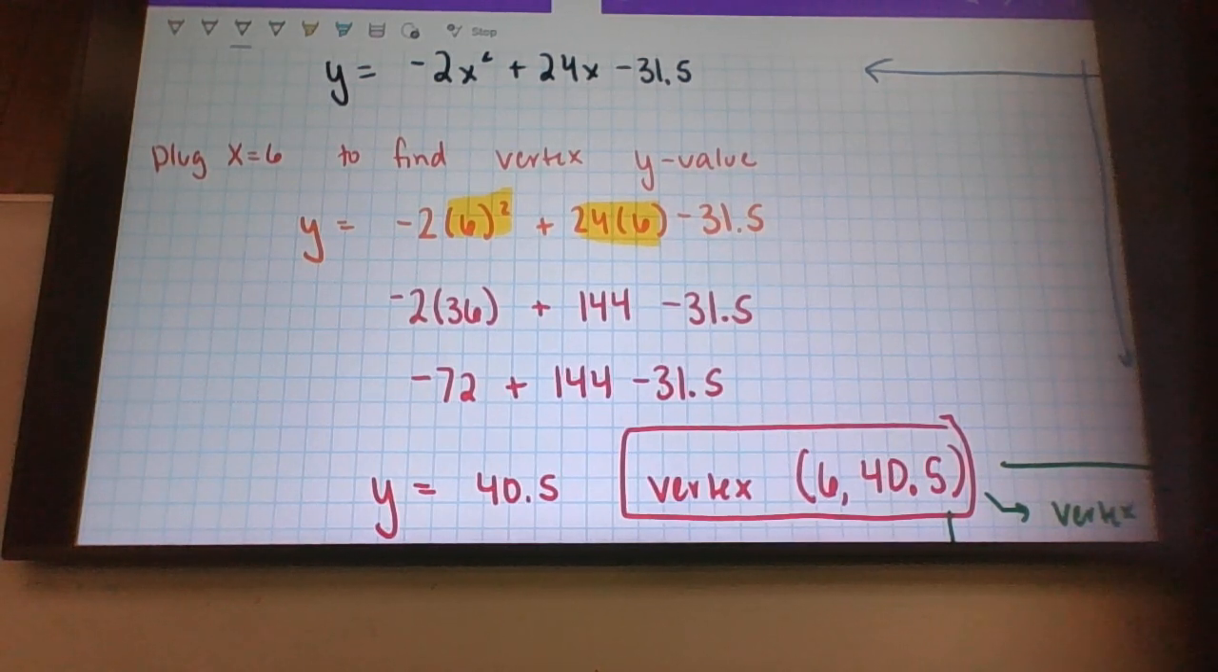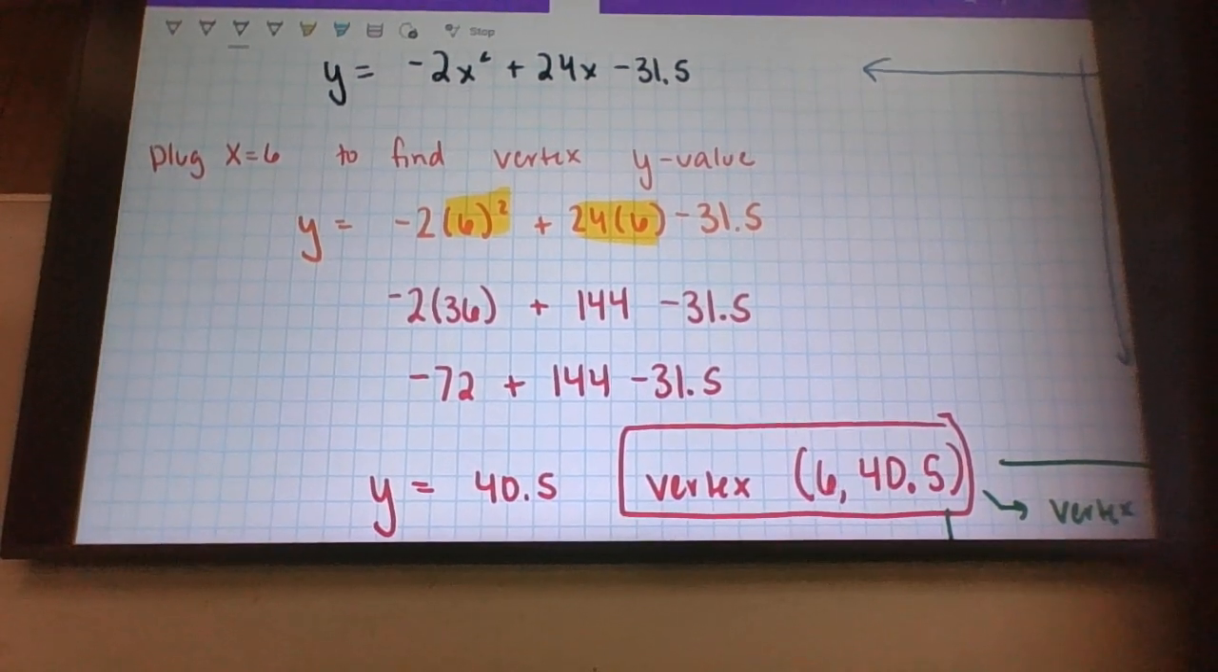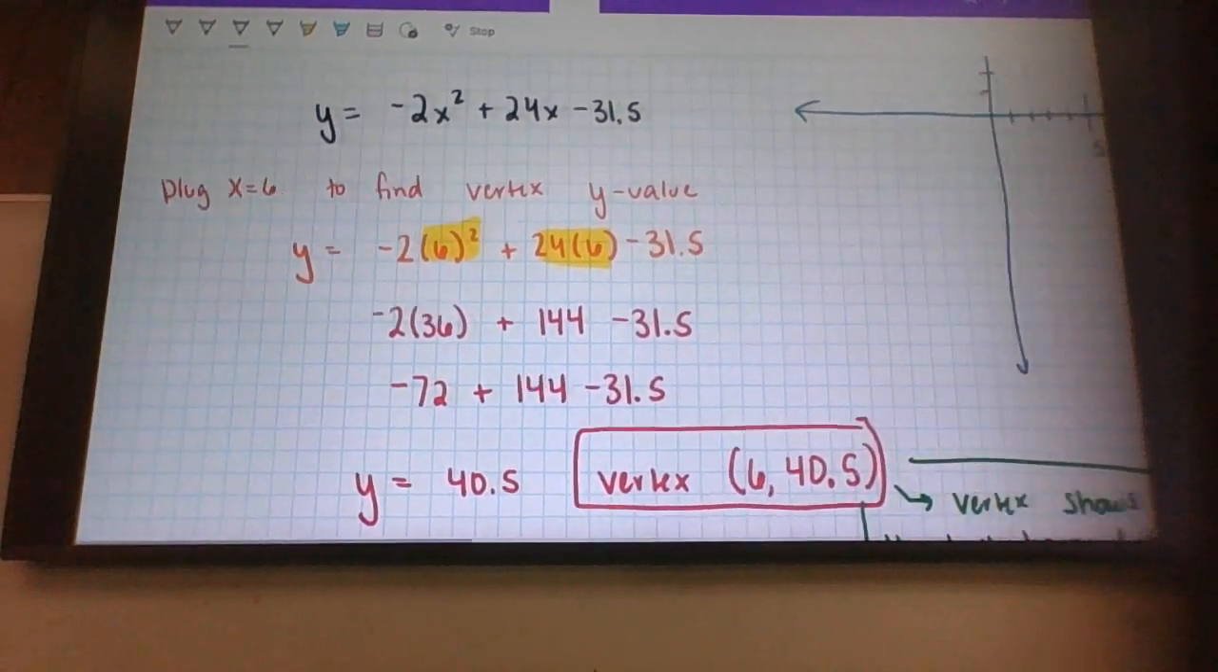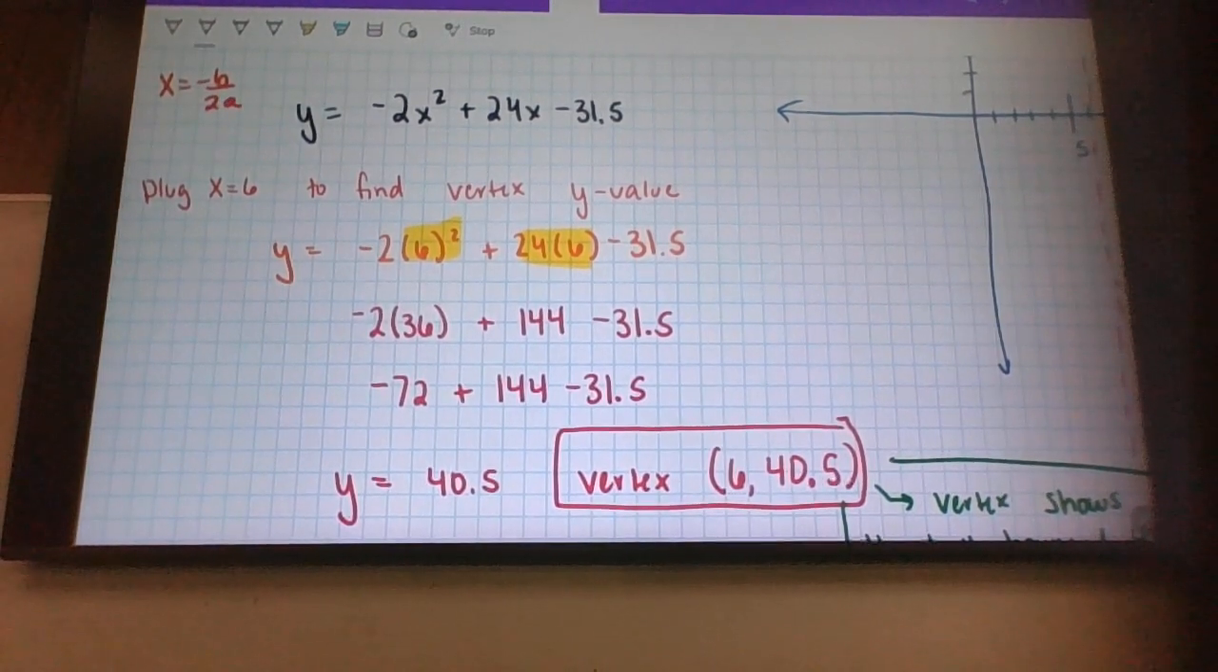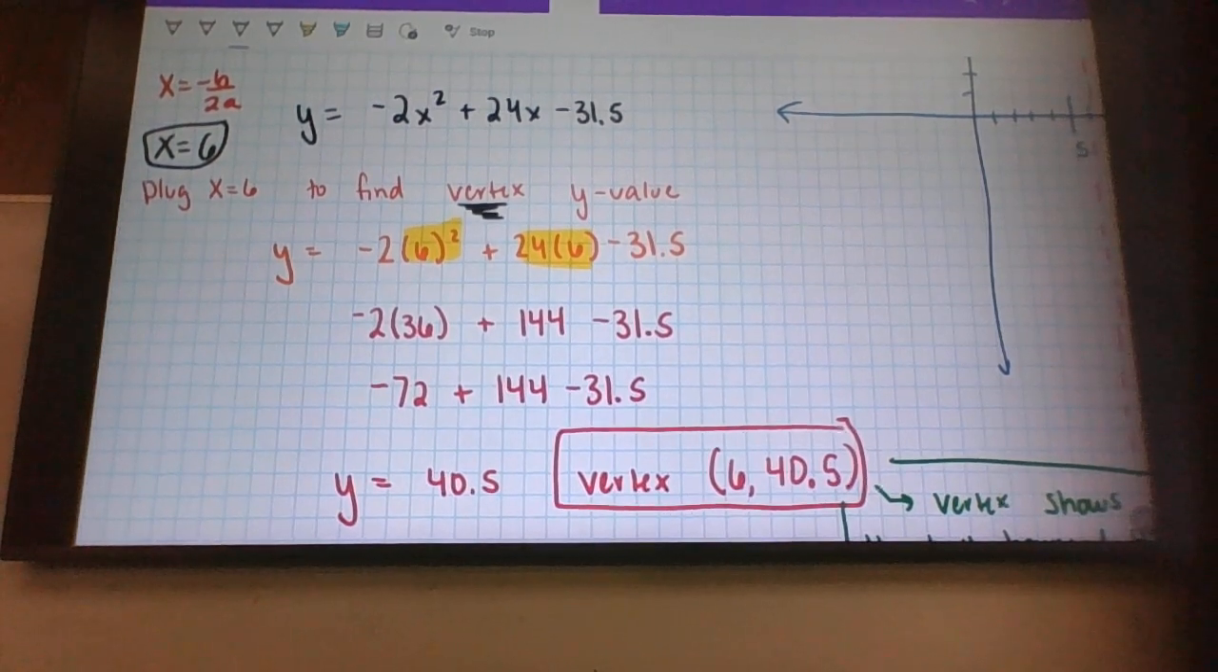Where did you try to find the vertex? That's fine. There's two different ways. So we found the axis of symmetry using -b/2a, and we found x equals 6. To find the vertex, you plug in.